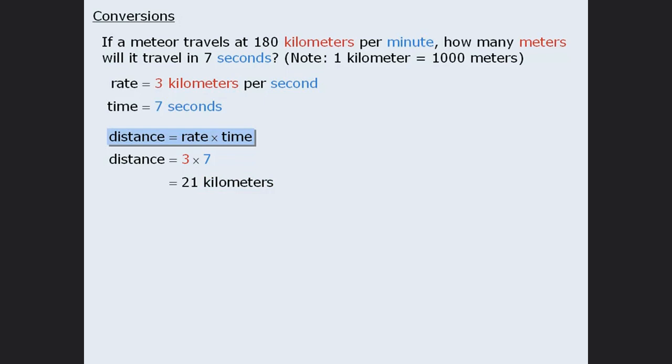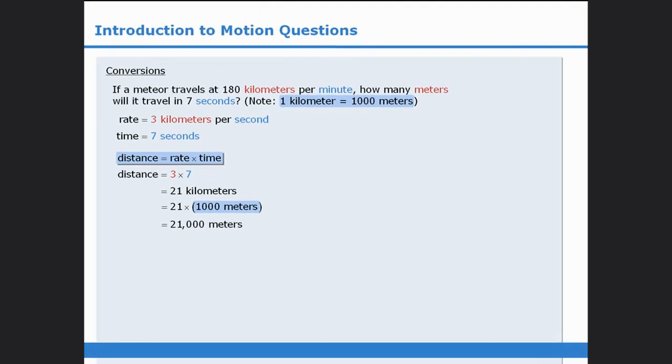Now the question asks us to determine the number of meters the meteor will travel. So we still need to convert 21 kilometers into meters. To perform this conversion, think of 21 kilometers as a series of 21 1-kilometer stretches. So if 1 kilometer is equal to 1,000 meters, we can replace each of those 1-kilometer stretches with 1,000 meters. When we do this, we see that 21 kilometers is equal to 21,000 meters. So the meteor will travel 21,000 meters in 7 seconds.